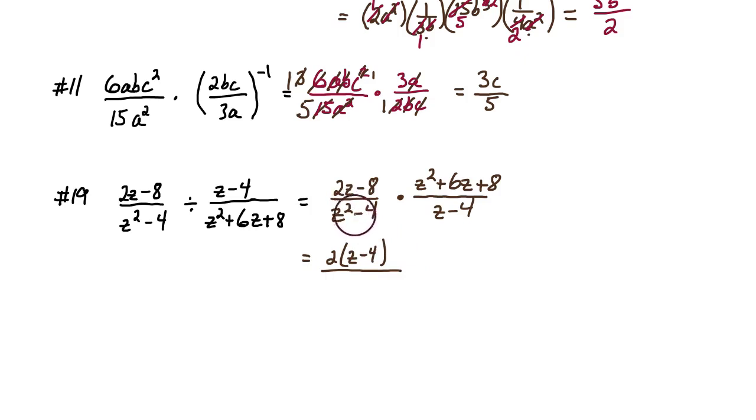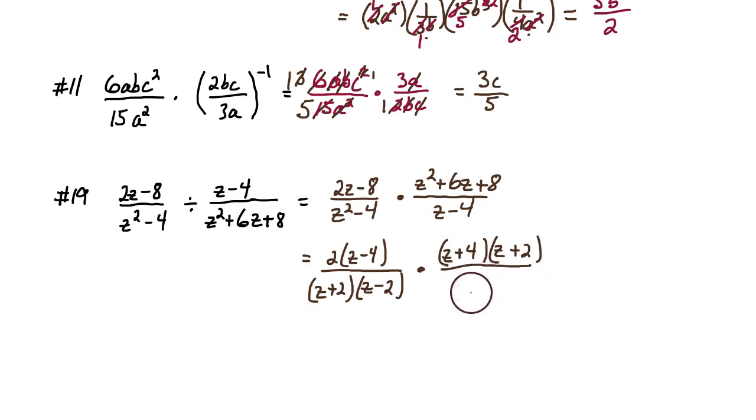Next, do the z squared minus 4. That's a difference of squares. It factors as z plus 2 times z minus 2. Now in the other fraction, this trinomial factors using FOIL. So 2 sets of parentheses, z times z, and then what 2 numbers multiply to 8 and add to 6? How about positive 4 and positive 2? And finally, this last spot is already factored. It's just z minus 4.